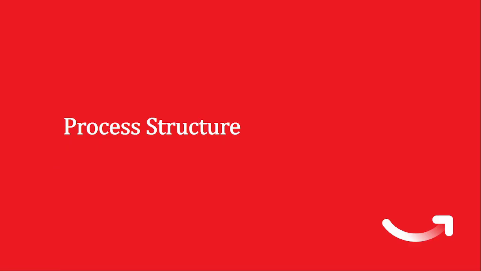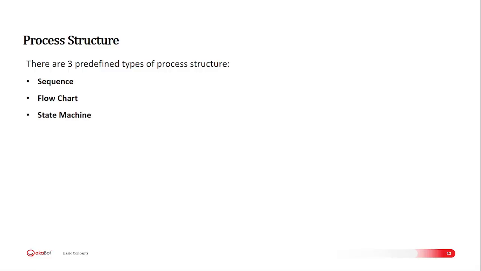Let's talk about the process structure of akaBot, which is designed to provide a clear, organized, and efficient framework for building automation workflow. In process structure, there are three predefined types: the sequence, the flowchart, and the state machine.